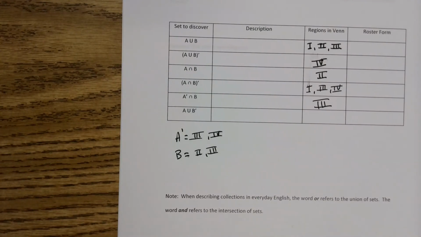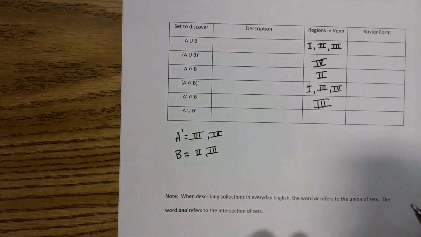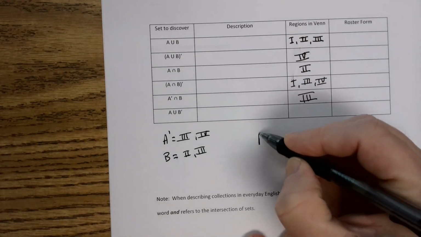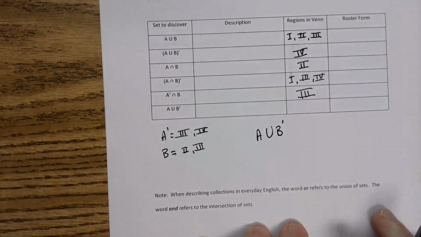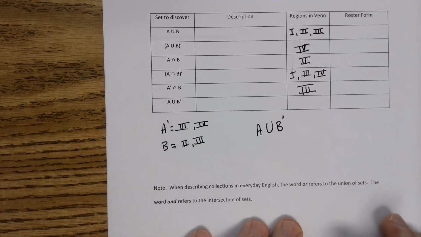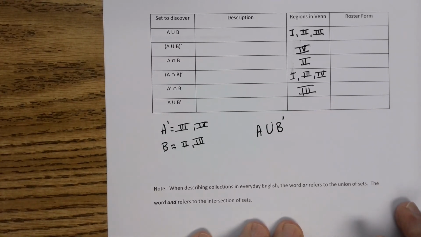Oh, there's plenty. This is why you've got to do your homework. All right, so what's A? Asking the question over and over doesn't help me get it. B complement. What's A?